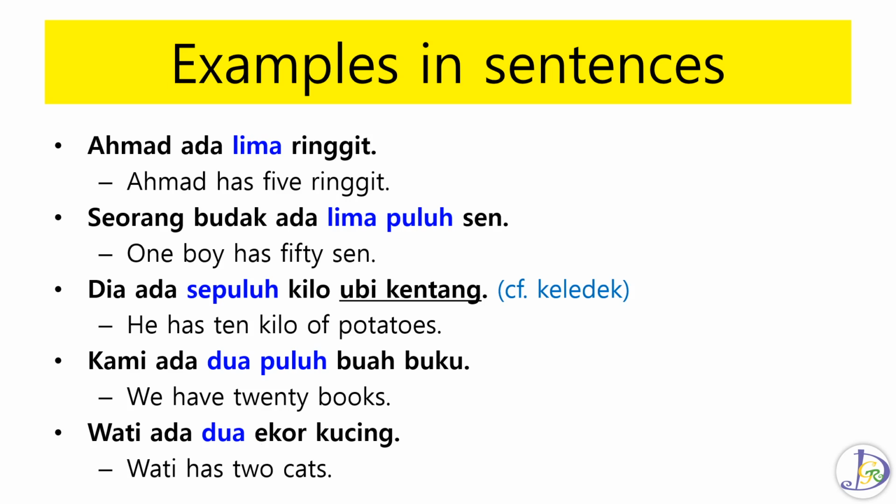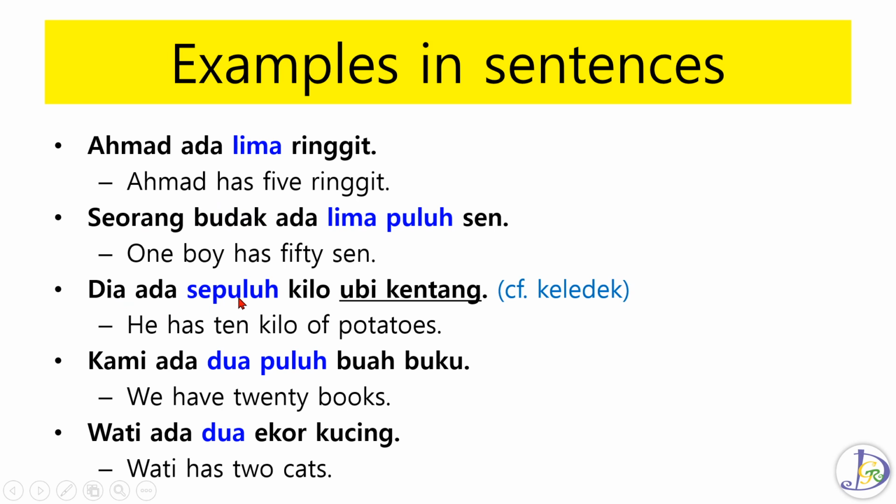Examples in sentence. Ahmad ada 5 ringgit. Ahmad has 5 ringgit. Seorang budak ada 50 sen. One boy has 50 sen. Seorang, se is from satu, one. Budak, kid or child. Seorang budak, one child. It's either boy or girl.